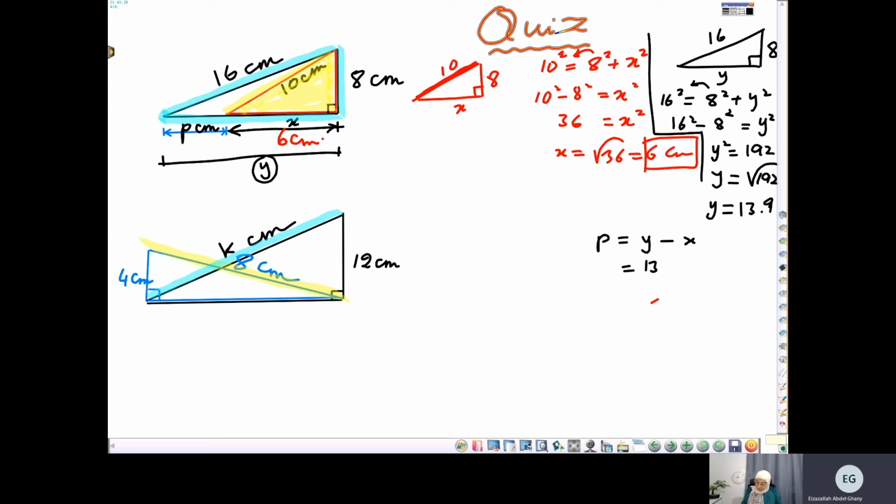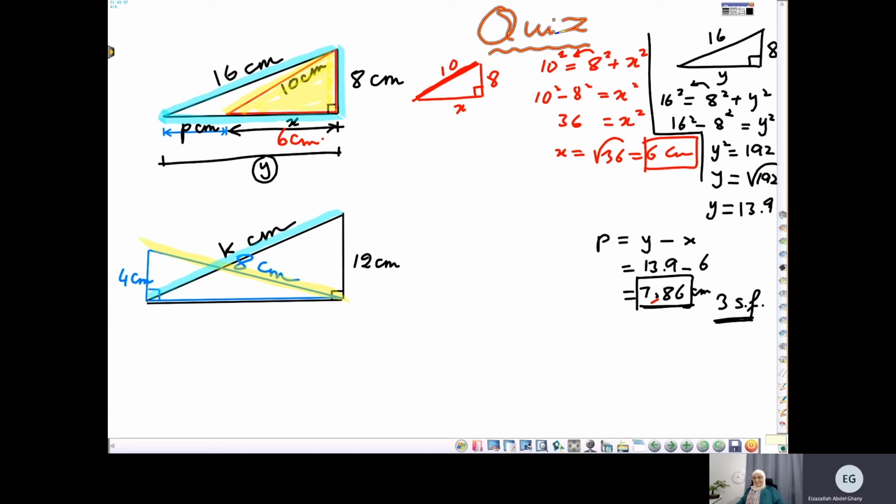Y, we got it, 13.9. Subtract x, which is 6. Answer minus 6 equals, expect it to be 7 point something. Yeah, it is 7.86. Why didn't I write it 7.9? Because simply I'm using the whole display on the calculator, and I should give the final answer as 3 significant figures or more. Remember, 3 significant figures or more, and the answer is given in centimeters.